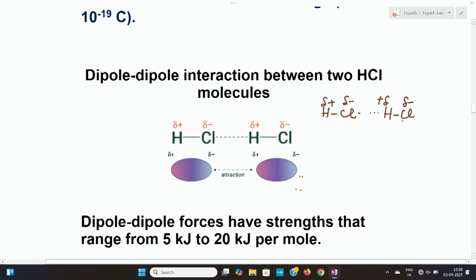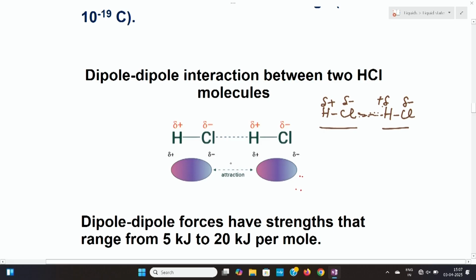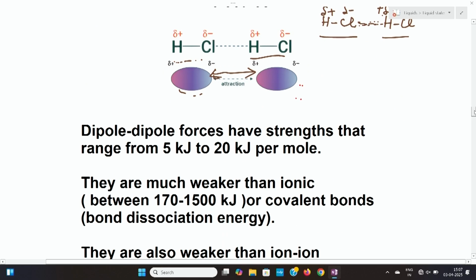When this hydrogen chloride comes in contact with the other hydrogen chloride, what will happen? There will be an interaction between the positive charge and the negative charge. Therefore, attraction happens between this HCl and this HCl. There is an interaction between this HCl that is polar and this HCl that is also polar. Therefore, dipole-dipole interaction is between two polar molecules.